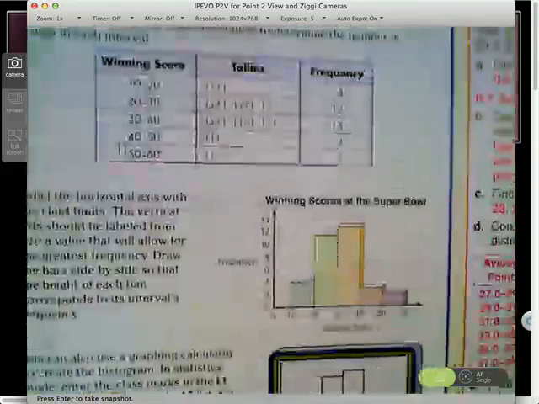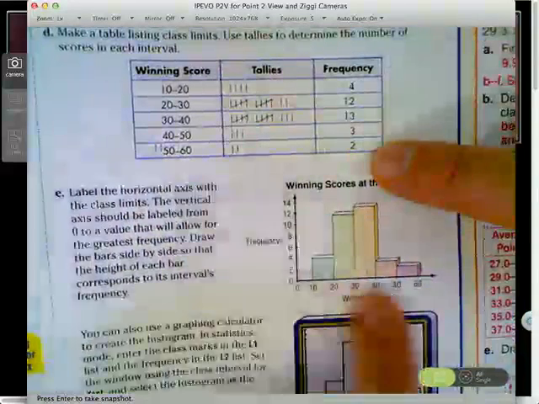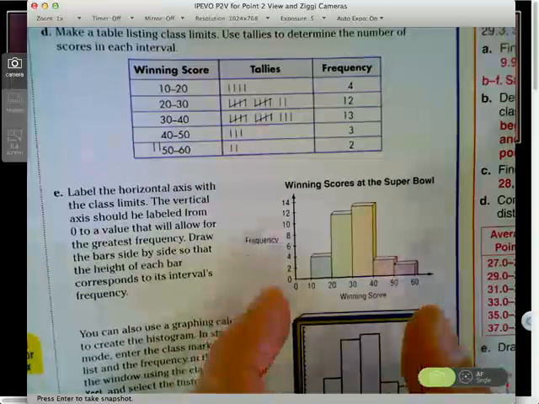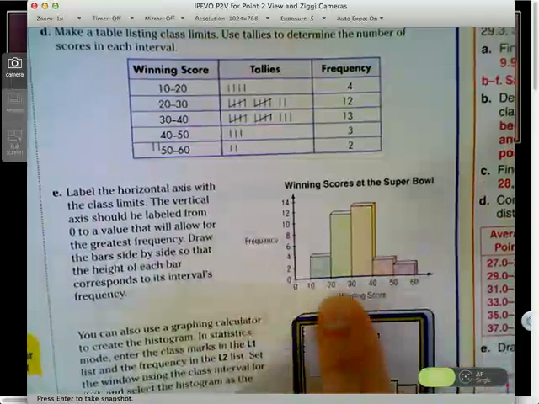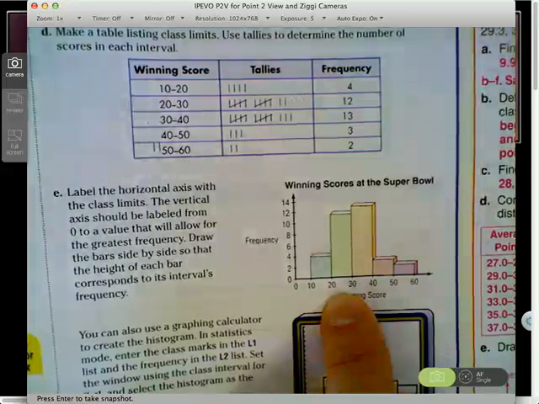So here is a frequency distribution. Here are my frequencies, and here is a histogram. The bar's width has to be the full width of the class. That's why a histogram is slightly different than a bar graph.